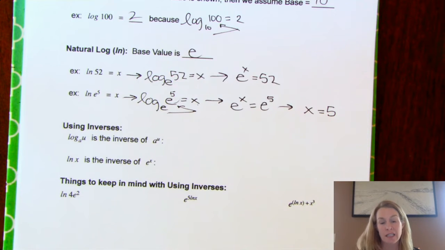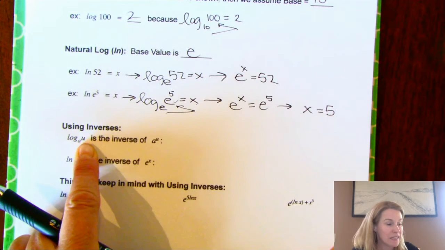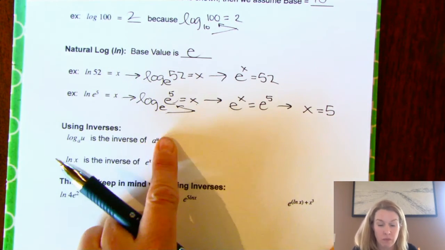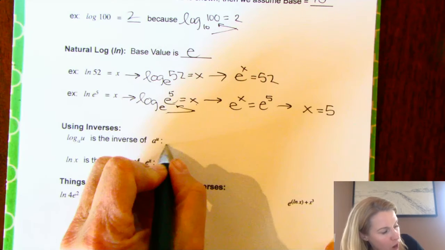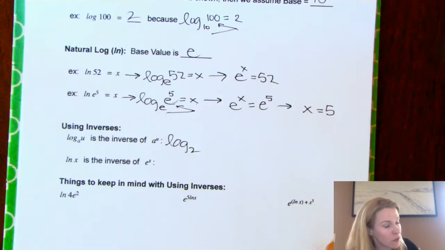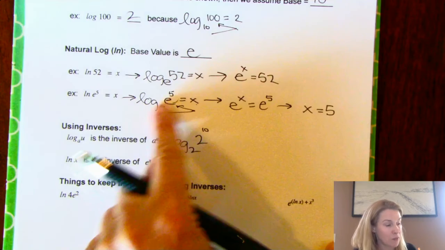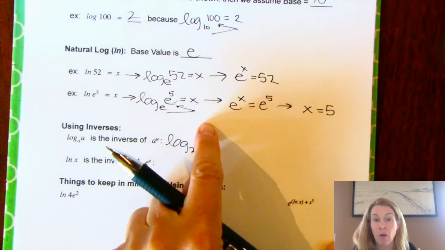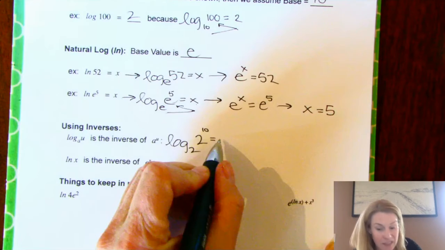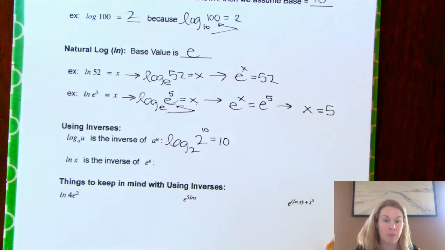That leads us to the idea of using inverses. So for instance, log base a of u is the inverse of a to the u. What do I mean by that? Well, what if I wrote log base 2 of 2 to the 10th power? Similar to the problem we had up here. The question is, 2 to what power gives me 2 to the 10th power? Well, hopefully you see that that's a 10, right? So 2 to the 10th power gives me 2 to the 10th power.